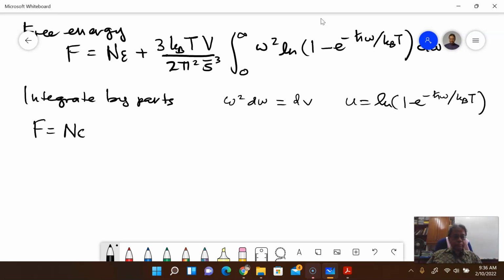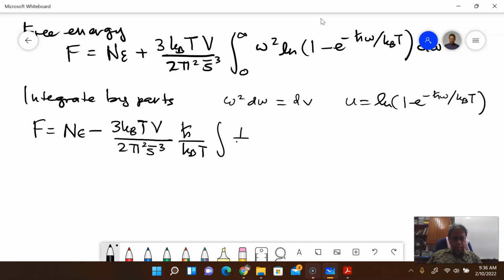F equals n epsilon minus 3 kBT V divided by 2 pi squared s bar cubed, and then the factor coming from the integral, h bar kBT, and then the thing coming from integrating this v du, so 1/3 omega cubed there, and then your differential of that, e to the minus h bar omega on kBT divided by 1 minus e to the minus h bar omega on kBT, d omega.